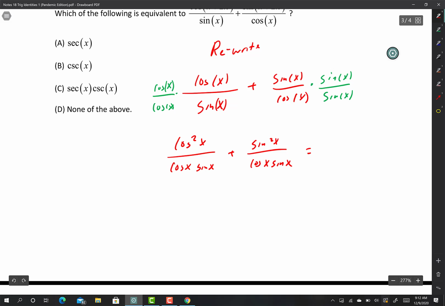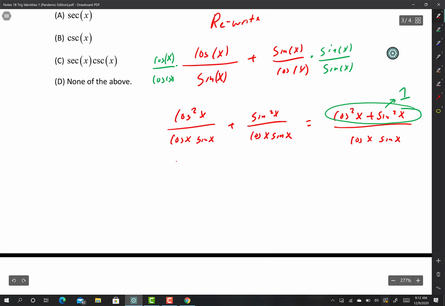All right, same common denominators. I can group them together. Cosine squared plus sine squared all over cosine x sine x. Hopefully you remember your Pythagorean formula. Cosine squared plus sine squared, that's just 1. And I can rewrite this, guys, as 1 over cosine x sine x.